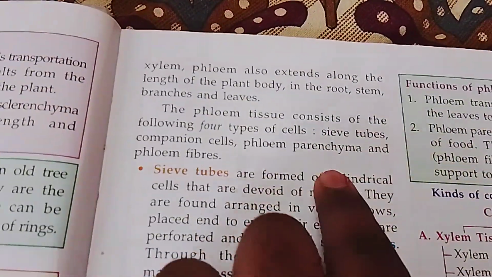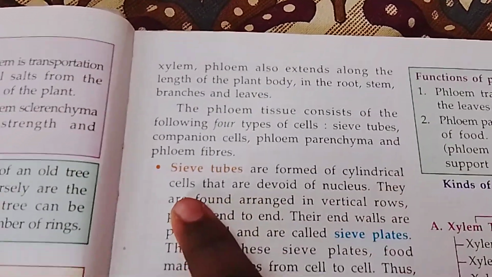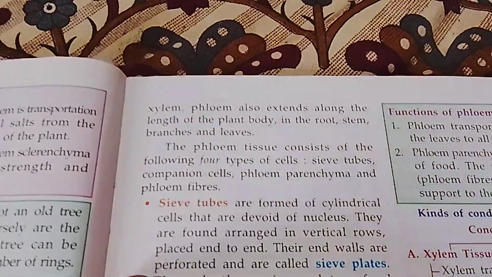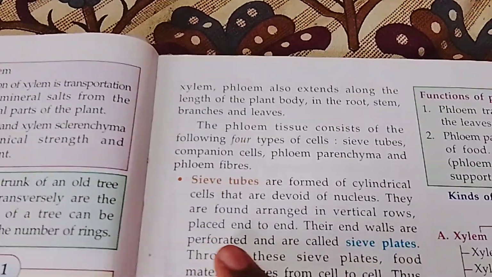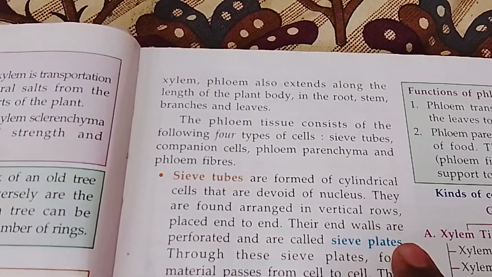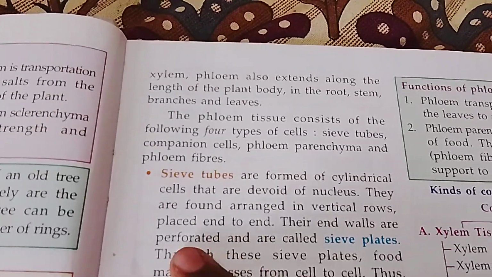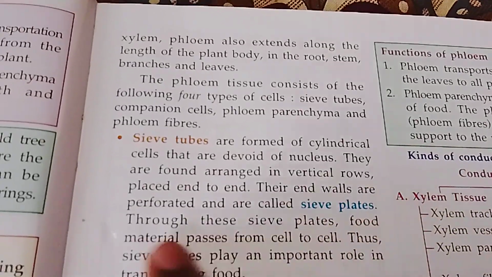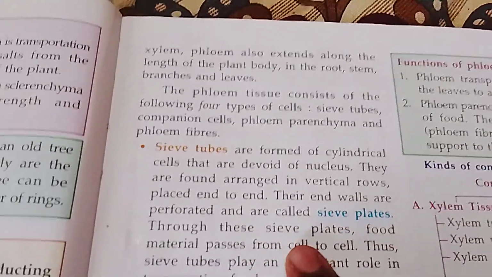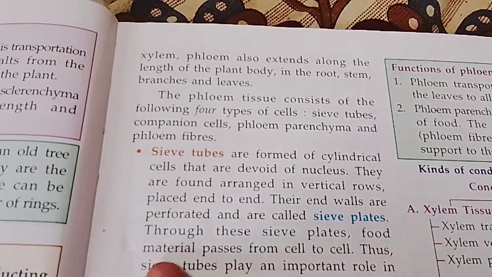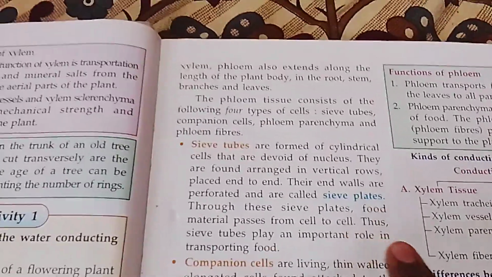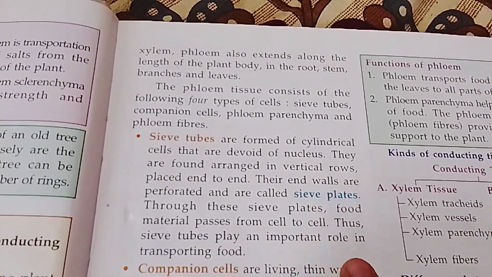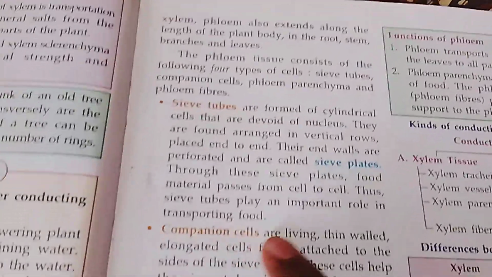Sieve tubes are formed of cylindrical cells that are devoid of nucleus. They are found arranged in vertical rows, placed end to end. Their end walls are perforated and are called sieve plates. Through these sieve plates, food material passes from cell to cell. Thus, sieve tubes play an important role in transporting food.